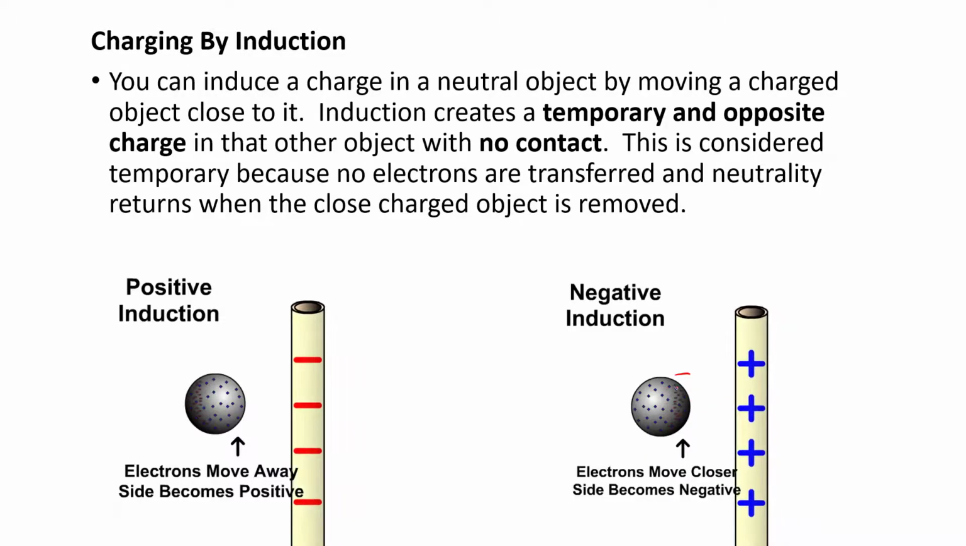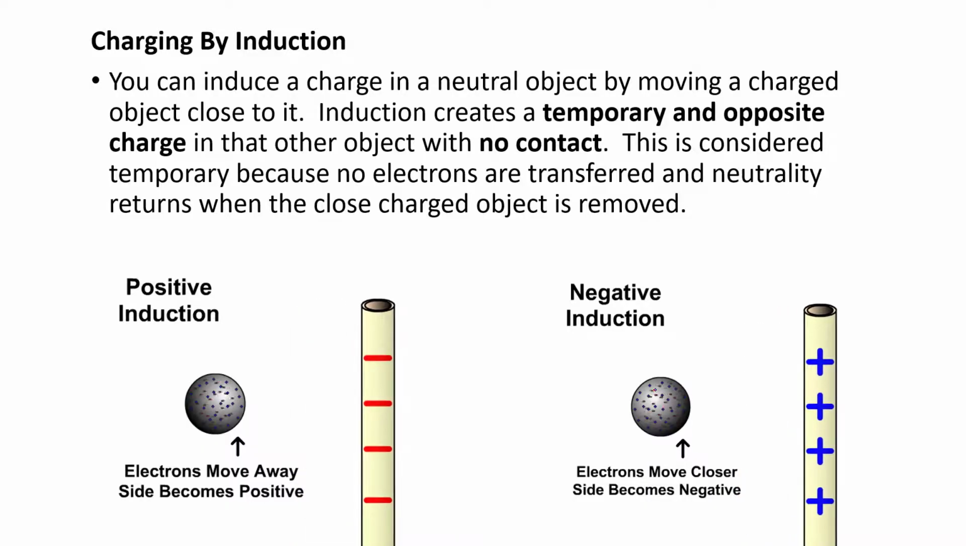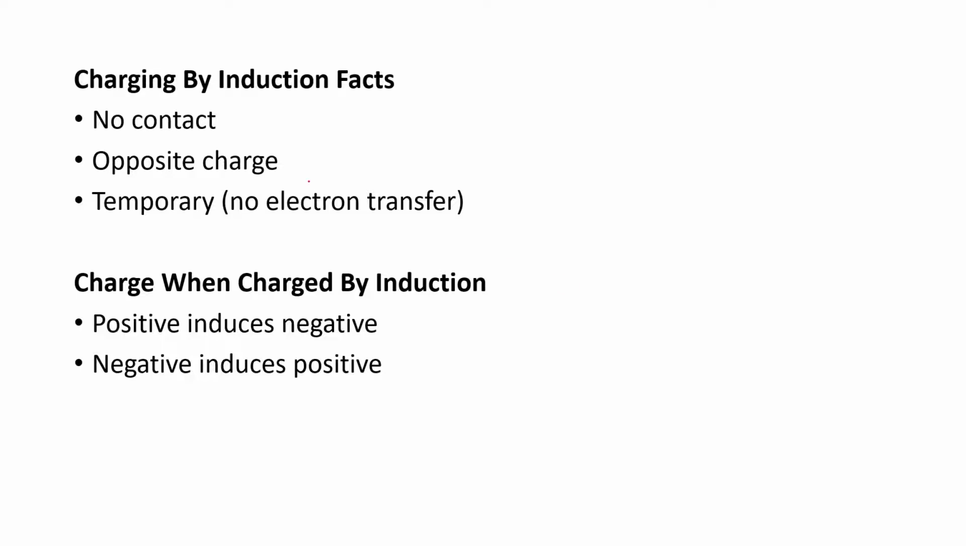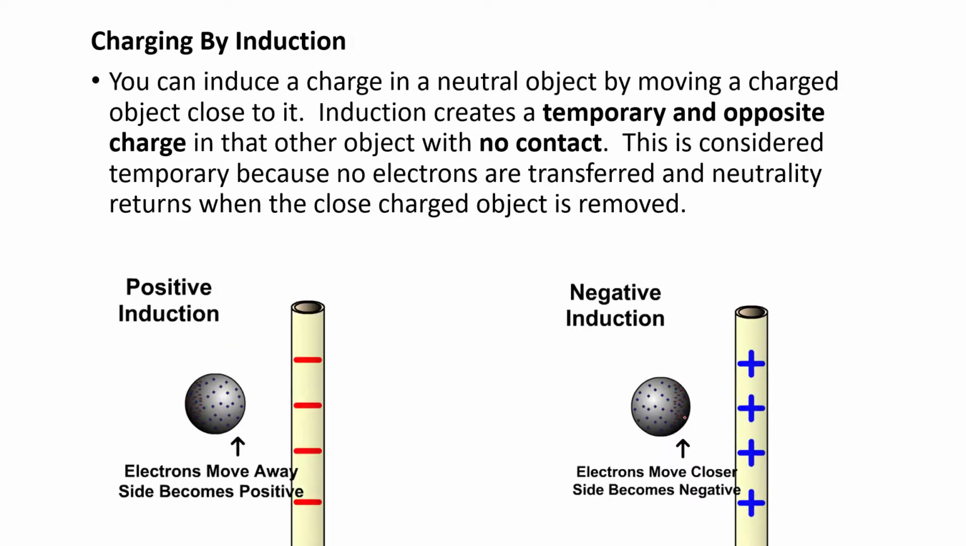No contact, there's no actual flow of electrons, so it's temporary because electrons are going to flow right back to where they were before. So charging by induction effects, no contact, opposite charge is induced, and it's temporary because there's no transfer of electrons. Another way of saying what happens, the positive would induce a negative would induce a positive, just like you see in this animation right here.